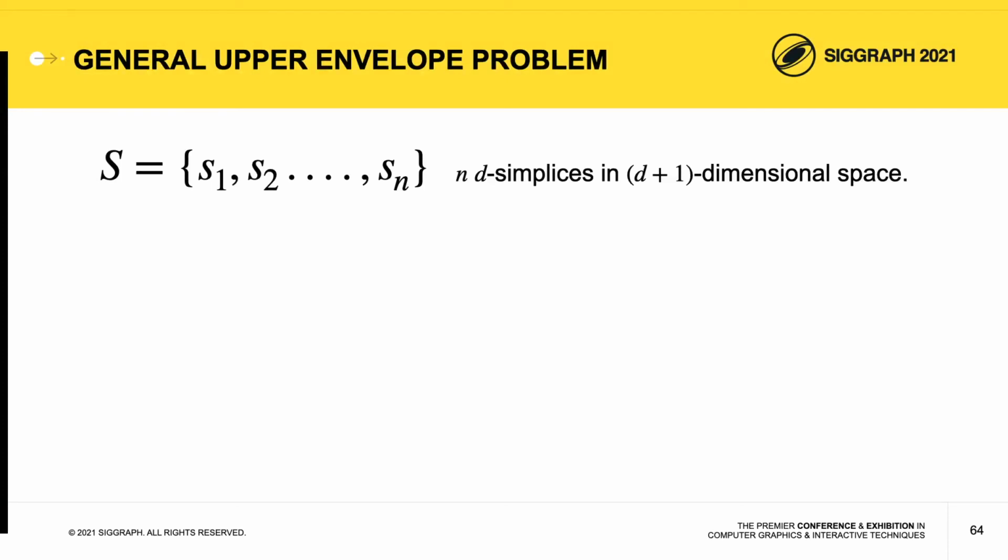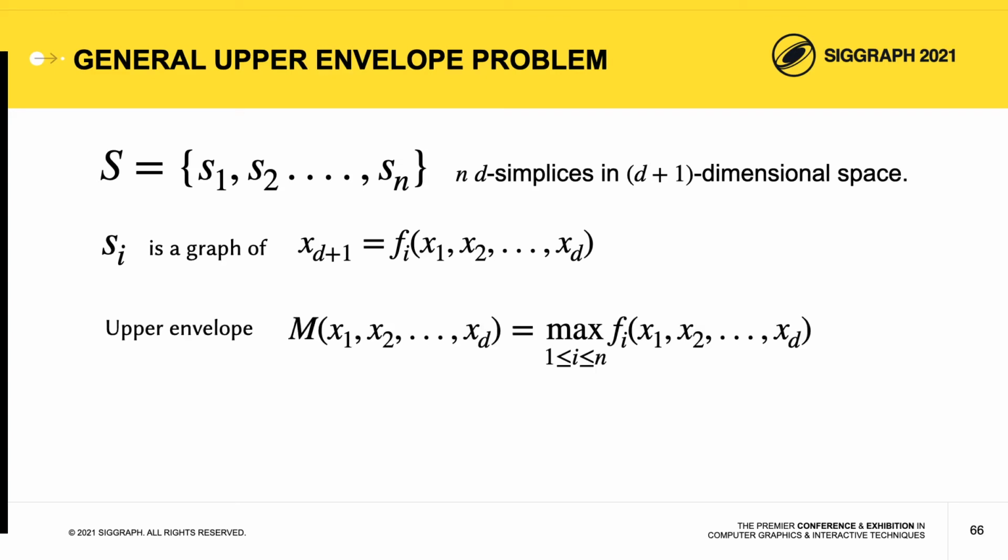Let us now define the general upper envelope problem. Let S be n D-simplices in D plus 1 dimensional space. A D-simplex has D plus 1 vertices. In other words, D equals 1 is a line segment, D equals 2 is a triangle, and D equals 3 is a tetrahedron. We can thus view each S_i as the graph of a partially defined linear function whose domain of definition is a D-simplex. The upper envelope M of the given simplices is the pointwise maximum of these functions.